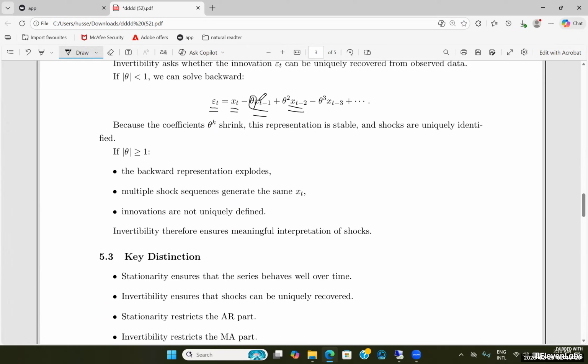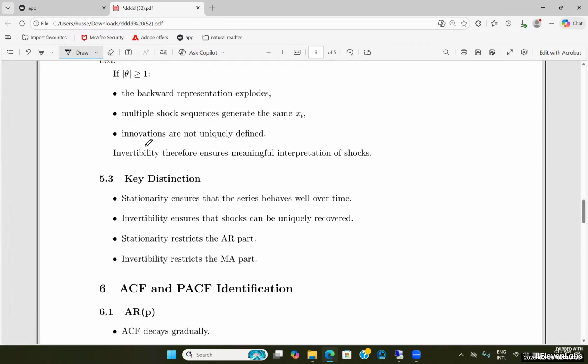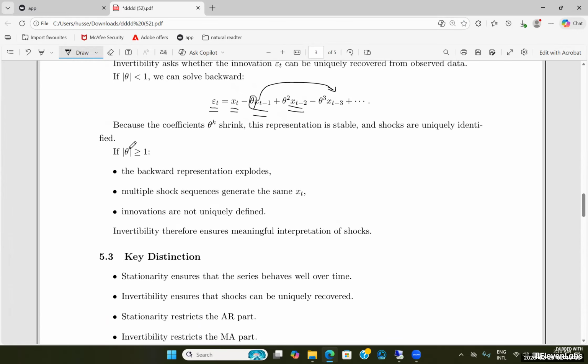More often than not, this is precisely what we observe because the influence of past values simply cannot be as substantial or identical to that of the current value. Consequently, as we look further back into the past, the overall effects typically diminish in magnitude. Should this fundamental principle not hold true, then we could potentially face significant problems, because if the value theta is greater than 1, then the innovations themselves cannot be uniquely defined.